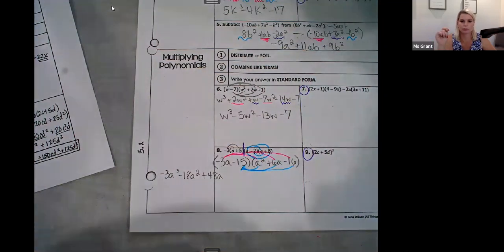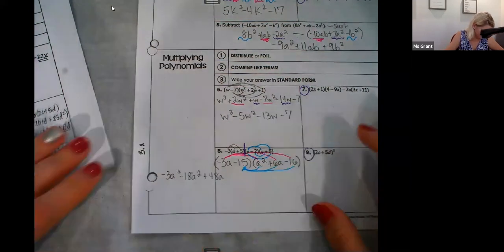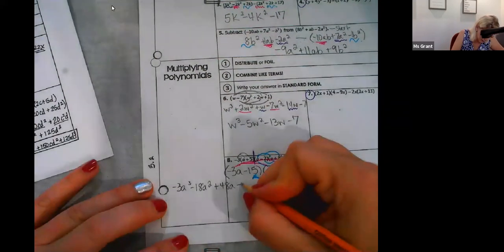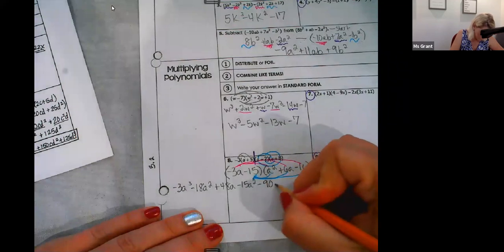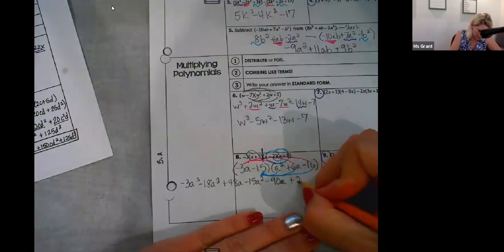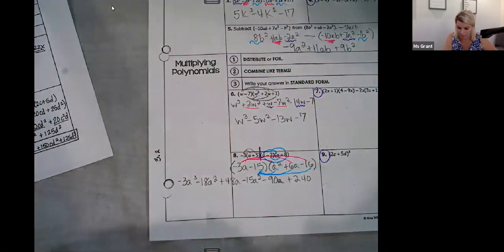Now I'm going to do blue. Okay. Negative 15 times a squared, negative 15a squared. Negative 15 times positive 6a, negative 90a. Negative 15 times negative 16, positive 240. That's a polynomial.